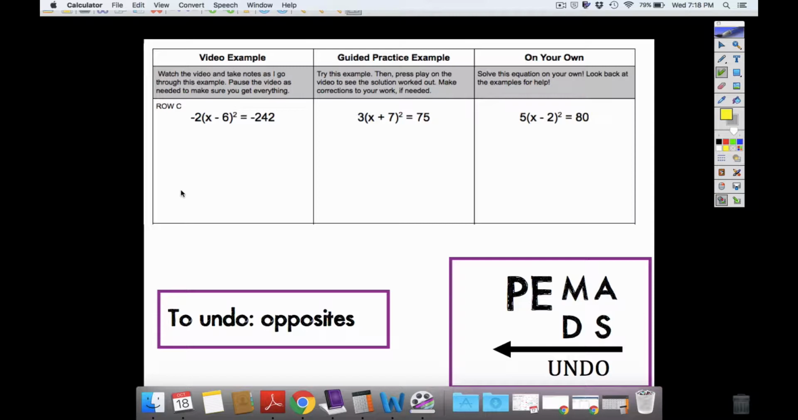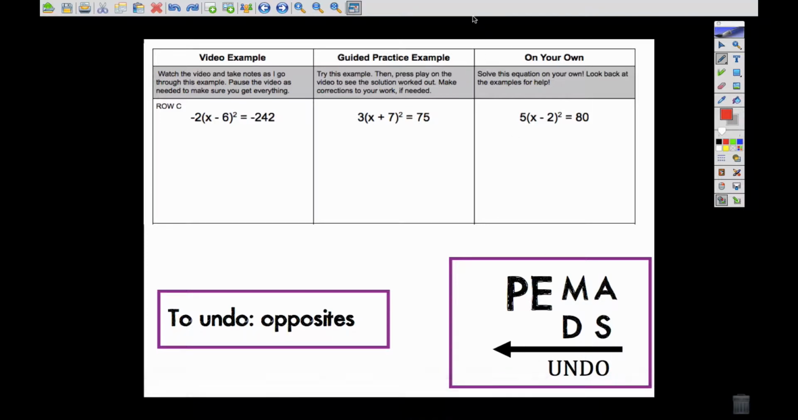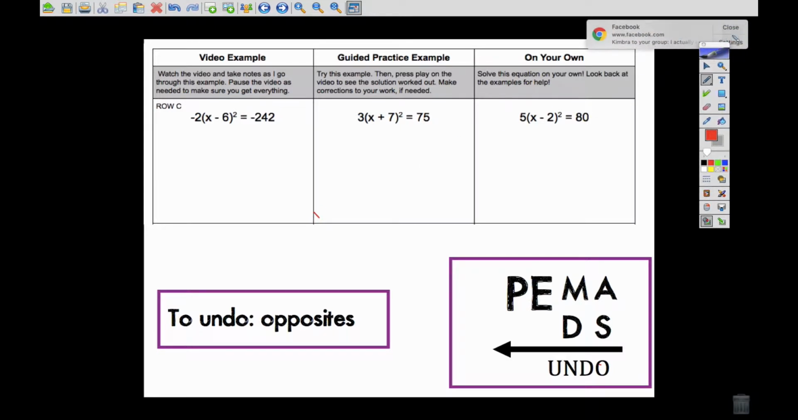We have this equation right here, -2 times the quantity, or in parentheses, x minus 6 squared is equal to -242. And I am remembering that we are working on order of operations, but in reverse. We're going in the reverse order because we are working backwards and undoing those operations to solve the equation. And then in order to undo, we are looking at opposites. Okay, so let's look at this first example.